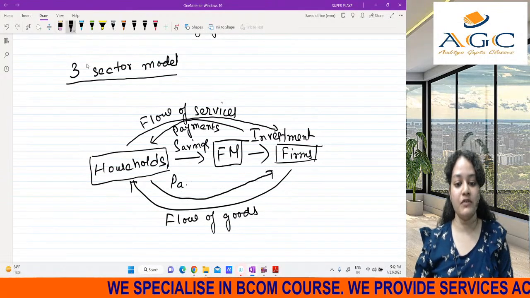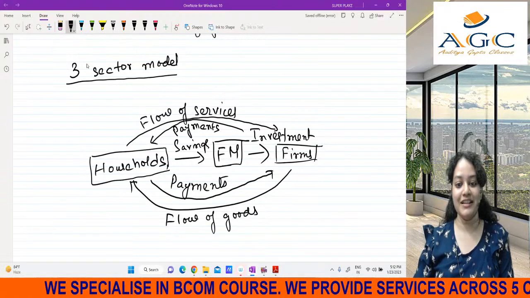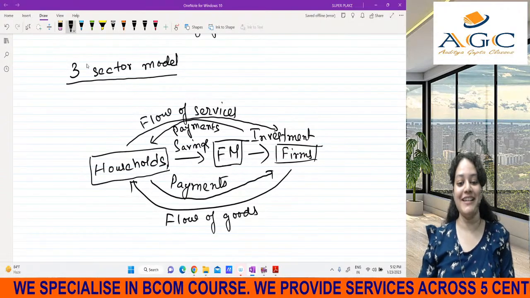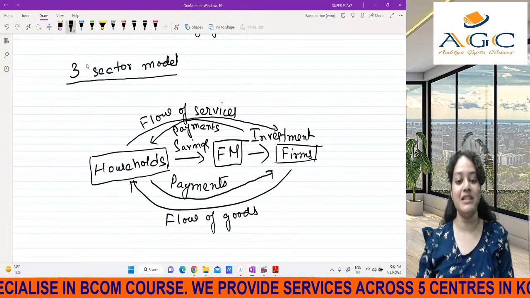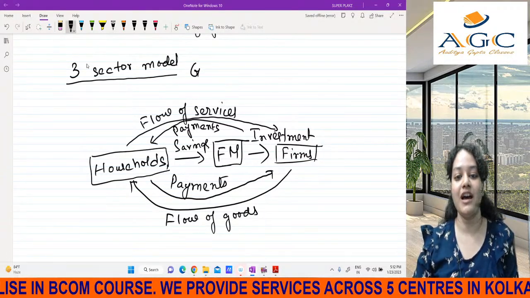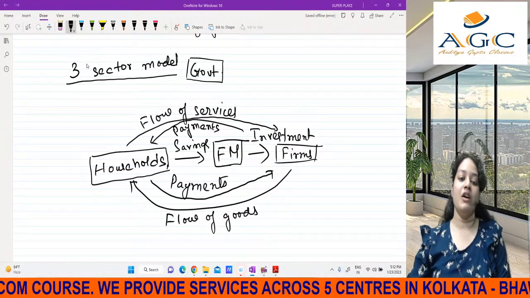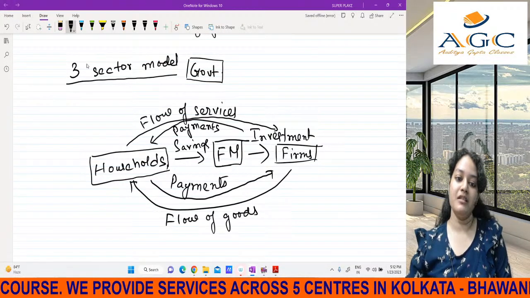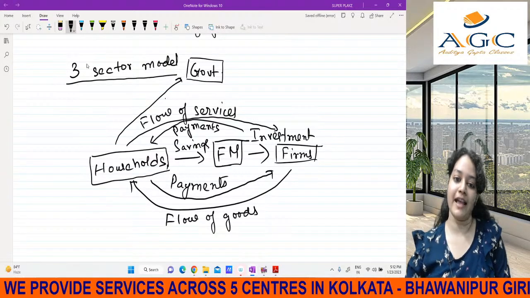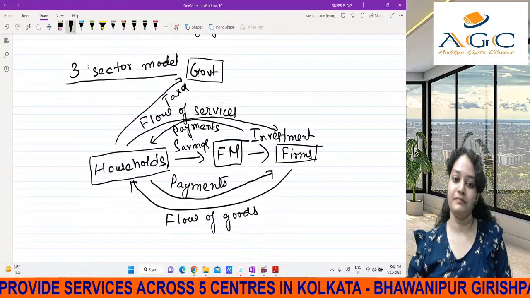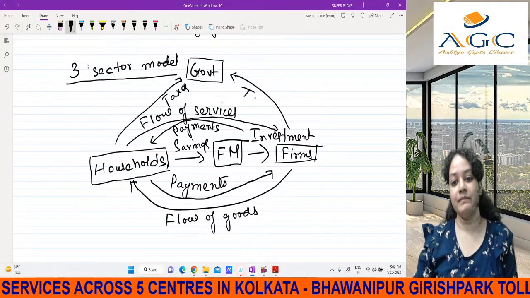If we ask the firms for free, they literally won't be giving us anything, not even a piece of biscuit. So from the households to the firms, we have to give them the payments, and then now comes our government sector. What do we pay to the government sector? Both the households and the firms, we pay what? We pay taxes, right? So here comes the taxes.